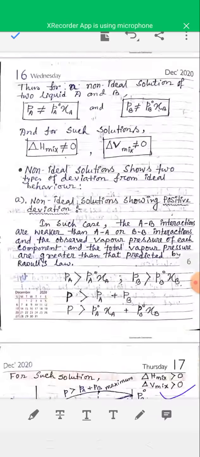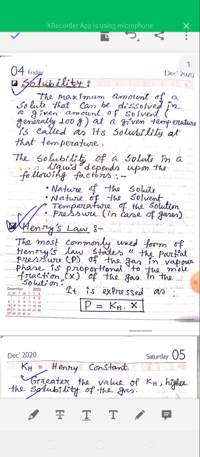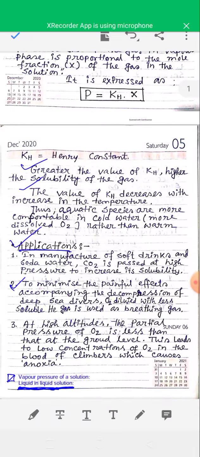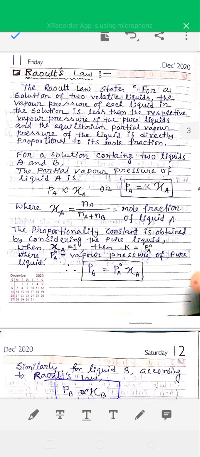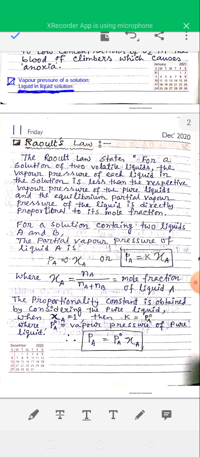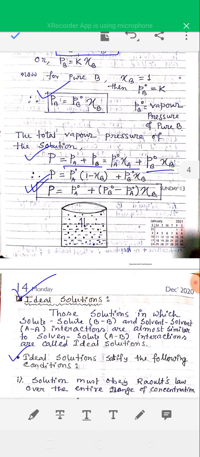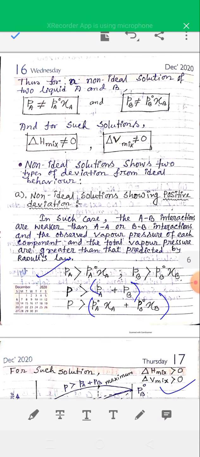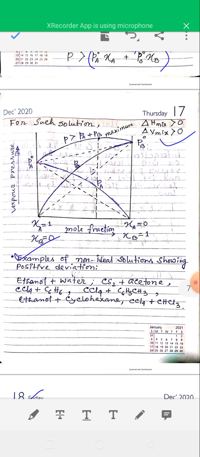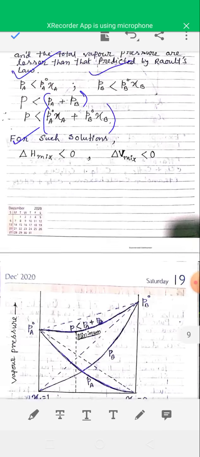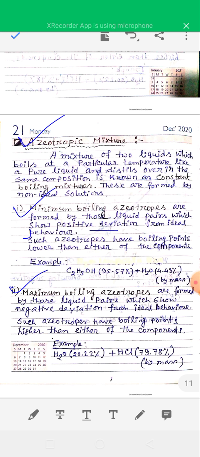Okay, and next day I will discuss colligative properties. So today I have discussed solubility, Henry's law is important and its applications also you have to remember. And for solutions of two liquids, you have to remember the statement of Raoult's law, ideal solution, non-ideal solution, and conditions for ideal and non-ideal solutions. And the variation of vapor pressure with mole fraction for ideal and non-ideal solutions, and what azeotropic mixtures or constant boiling mixtures are, with examples, you have to remember. Okay, thank you students.